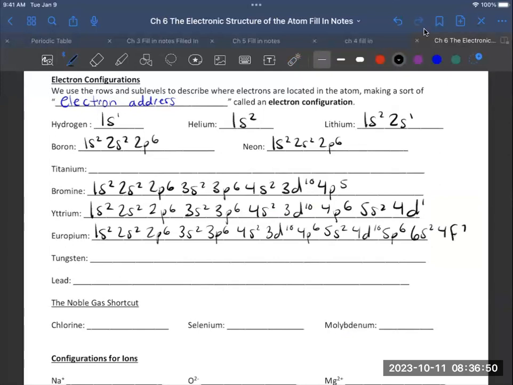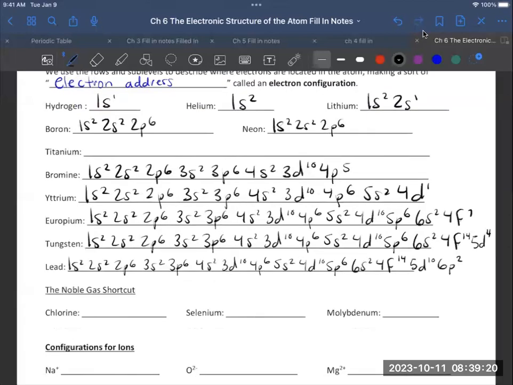Okay, I think you guys are getting it. Go ahead and pause and try tungsten and lead really quick. Okay, these are the answers for tungsten and lead. Go ahead and pause, see if you did that correctly.